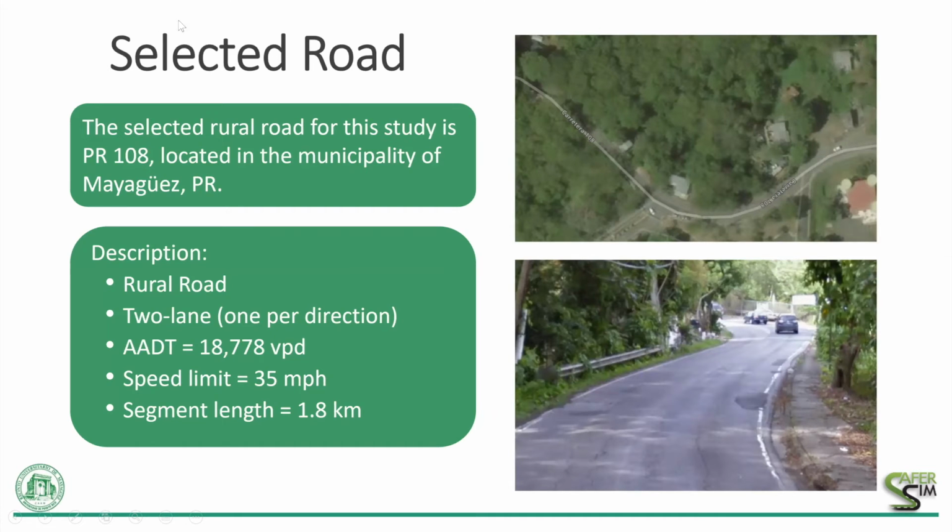Let me introduce you then to the study per se. We selected Puerto Rico 108, a state highway, a two-lane rural roadway in Mayaguez, one lane per direction, with an approximate average daily traffic of 19,000 vehicles per day and a speed limit of 35 miles per hour. We used a segment of 1.8 kilometers.